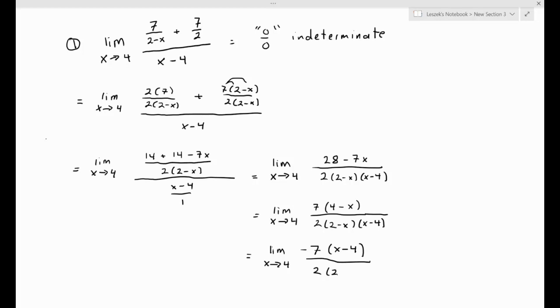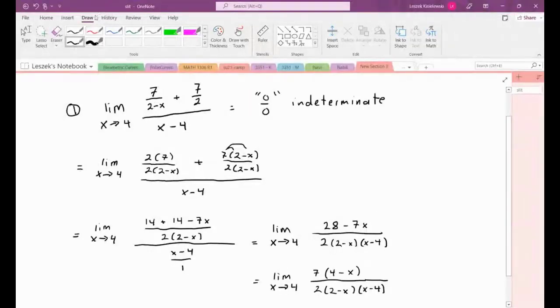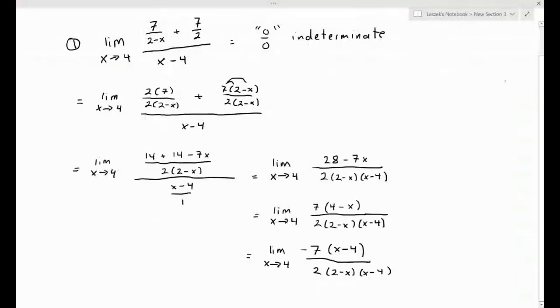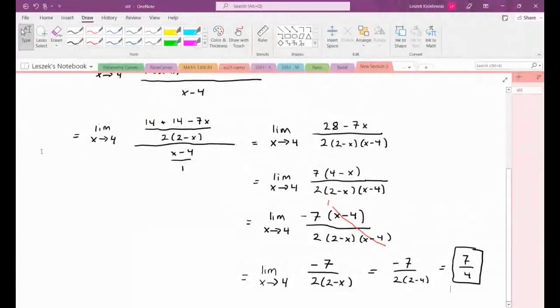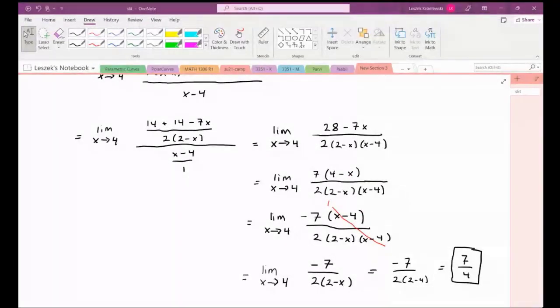numerator. So now we see that we have x minus 4 as a factor in the numerator and denominator, hence we get a cancellation. x minus 4 divided by x minus 4 is 1. And we get our final result by evaluating directly as x goes to 4. Anyway, so that's a common type of question. Limit with fractions, find a common denominator. Things should cancel. Evaluate directly.